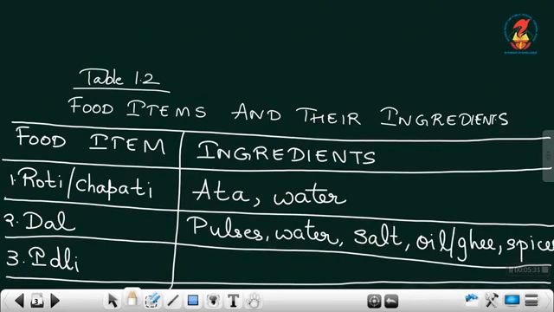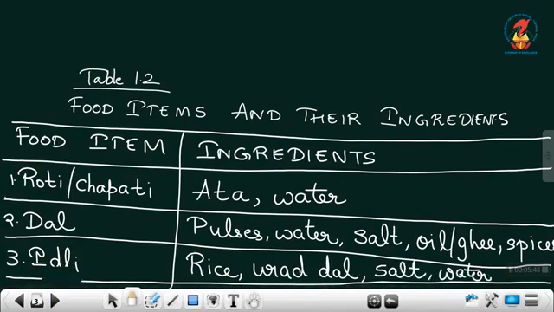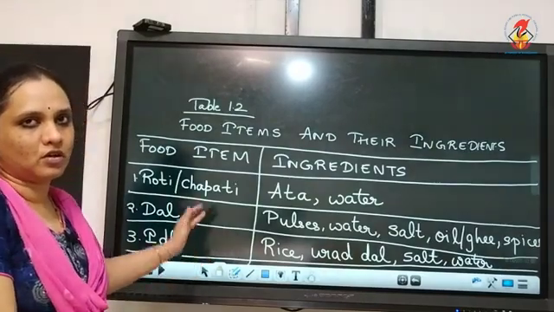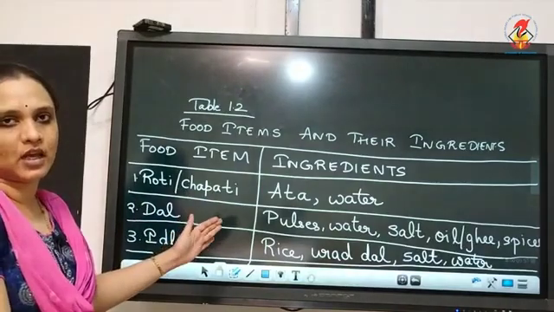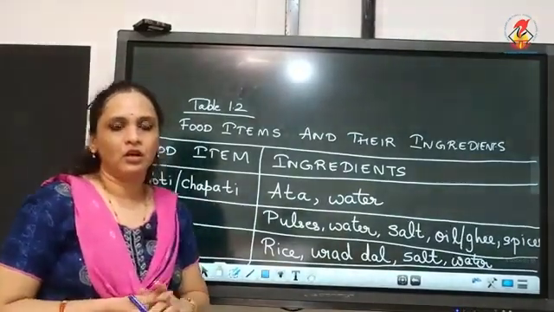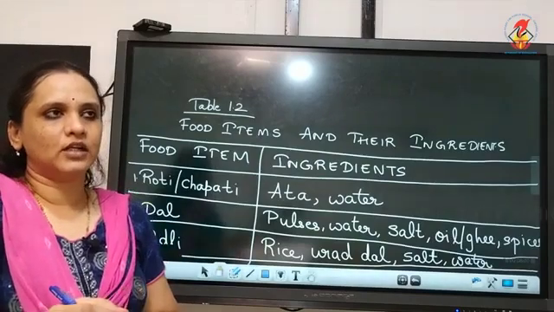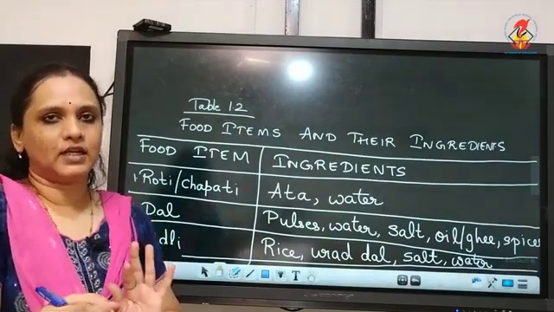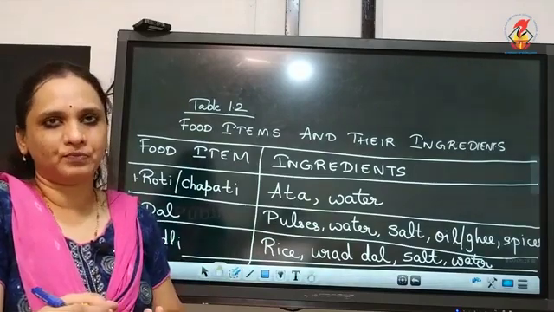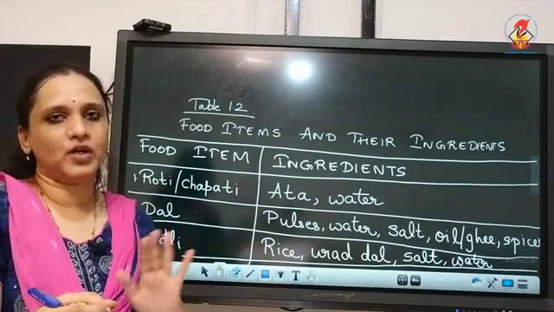The third food item is idli. What are its ingredients? Rice, urad dal, salt and water. So you can see here some food items have 2 ingredients, some food items can have many more than 2 ingredients. So it varies depending upon the food item. Now, when you compare all this, you can understand that there are common ingredients seen amongst the food items. For example, you can take salt and water. They are commonly present in all the food items.